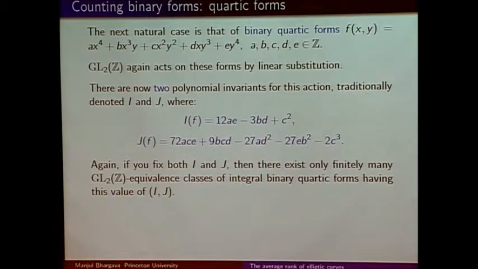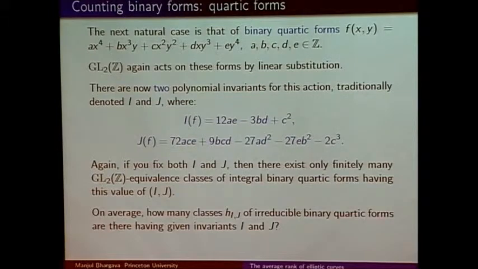But again, it's true that if you fix both I and J, then there exist only finitely many GL2(Z) equivalence classes of integral binary quartic forms having that value of I and J. So it's the analogous thing for class number. You can then talk about h_{I,J}, the number of classes of binary quartic forms that have those invariants I and J. Okay, so we can call that h(I,J), and that's a finite class number.